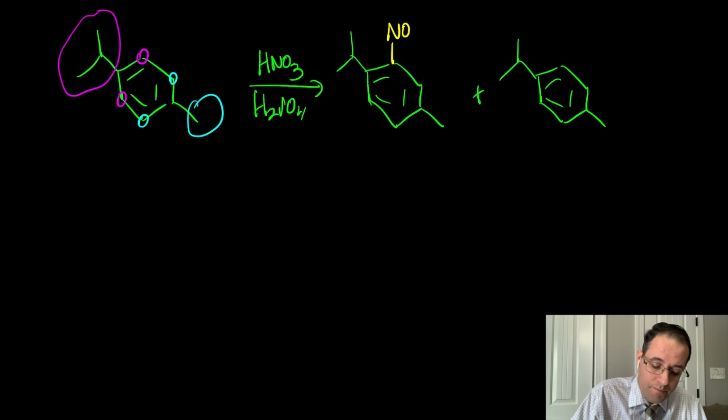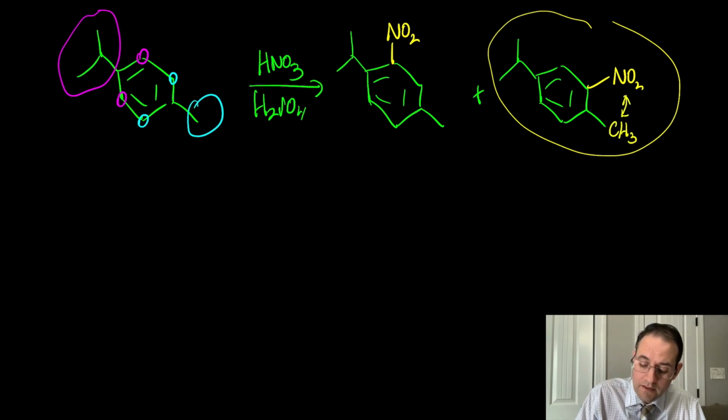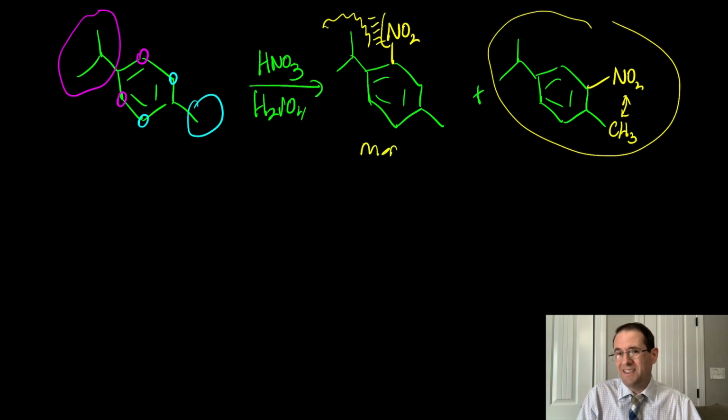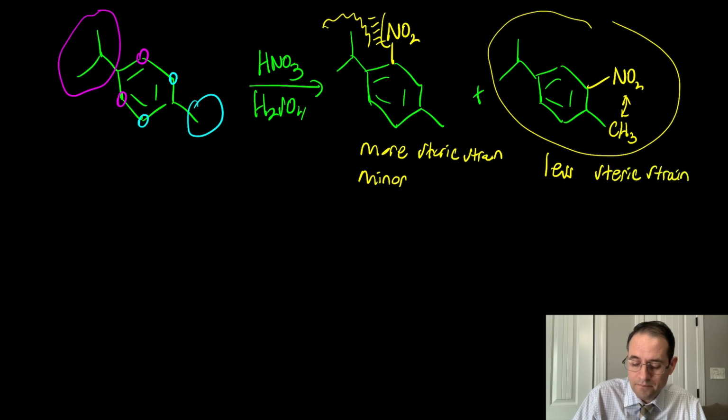Now the nitro group could go ortho to the isopropyl group, or nitro could be ortho to the methyl group. This is going to be the major product because a methyl group is smaller and has less steric interactions with the nitro. This is a larger group, and so it's going to have greater steric interactions with the nitro group. So this is going to have more steric strain. It would be predicted to be minor. This one over here has less steric strain. It's going to be major.